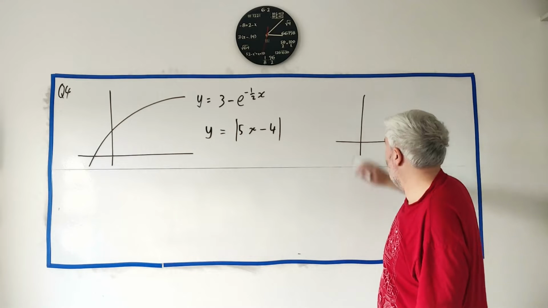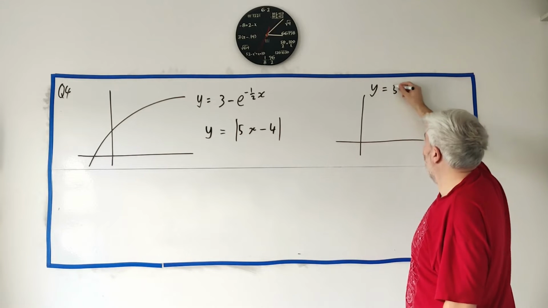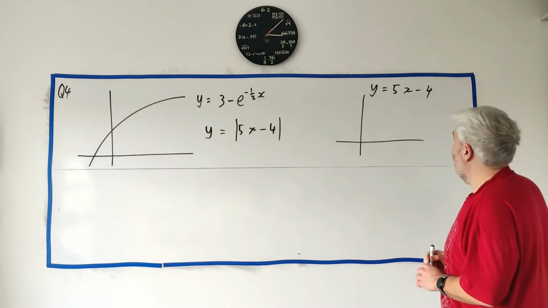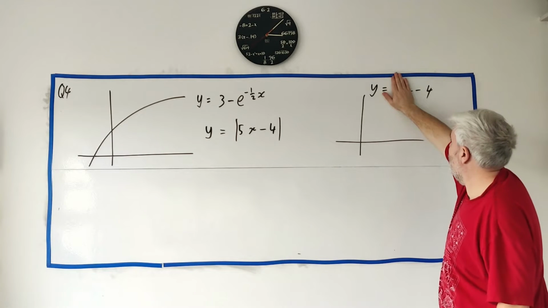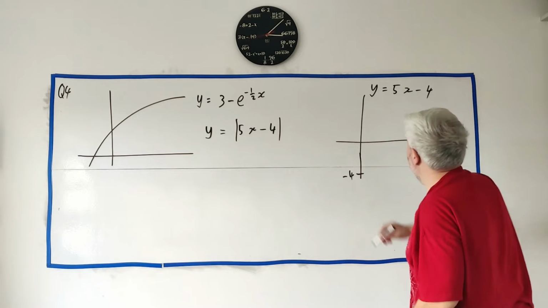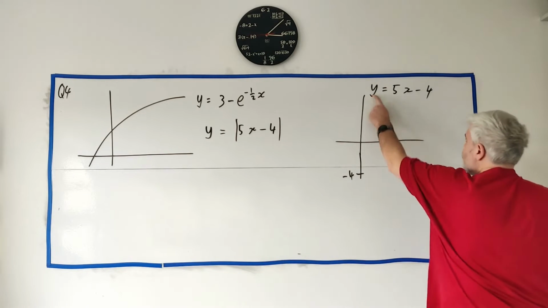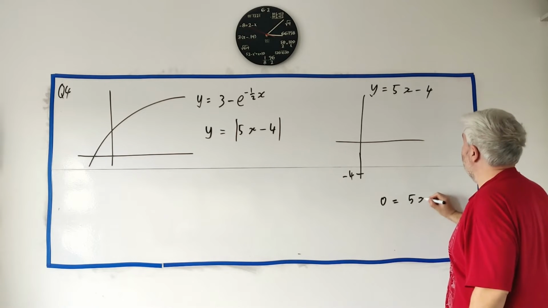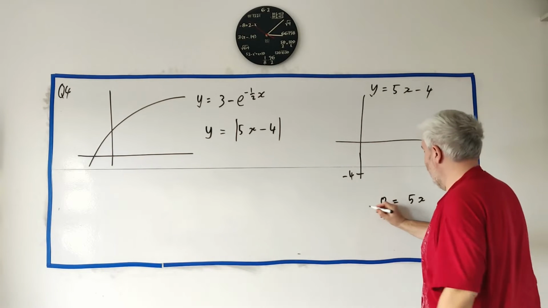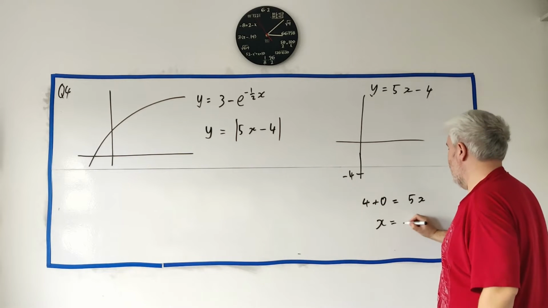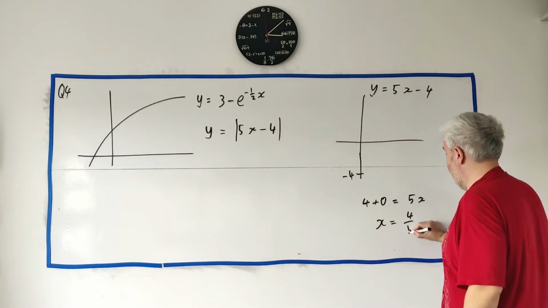I would simply over here draw y equals 5x minus 4. That's just a straight line. When x is 0, y is minus 4. When y is 0, let me do this one out: 0 equals 5x minus 4, so the minus 4 goes over and we get a plus 4. 4 plus 0, x is equal to 4 over 5.